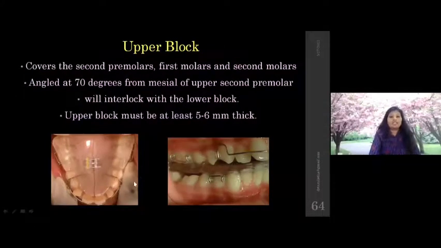And after that, you should have the inclination of the bite block. This is the upper bite block. Inclination of the upper bite block should be 70 degrees, and it should be extending from the mesial of your upper second premolar to the distal of your lower second premolar, like this. And the bite block should be around 5 to 6 millimeter thick at the premolar region. As you go backward, it is around 3 to 4 millimeter thickness in the first and second molar region.